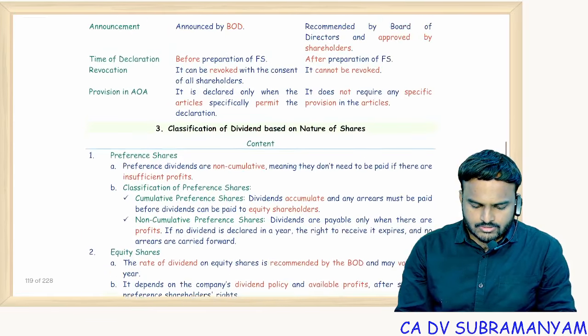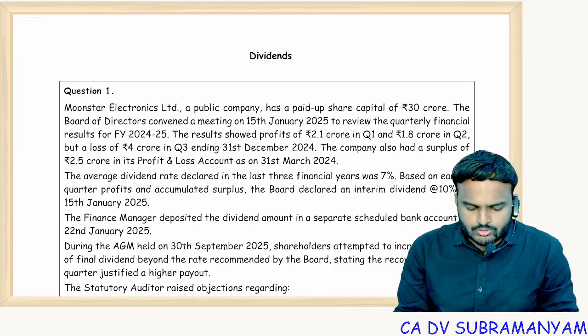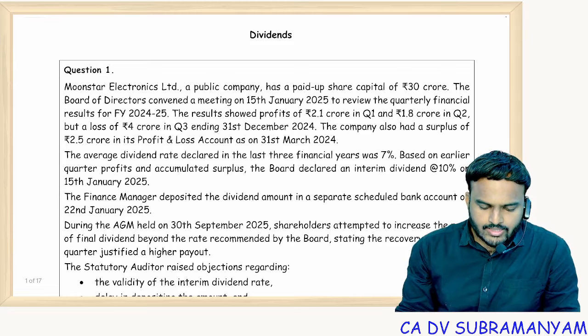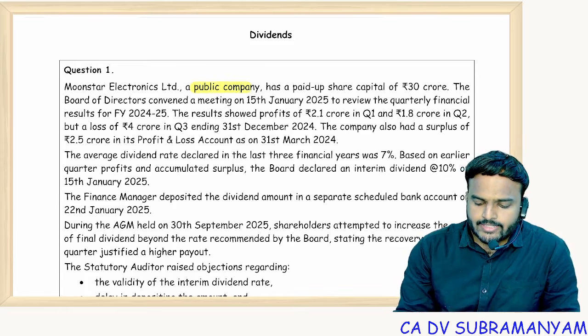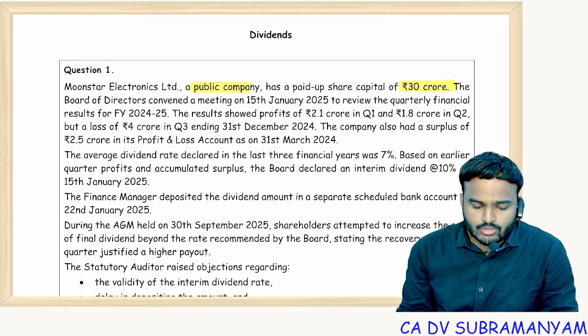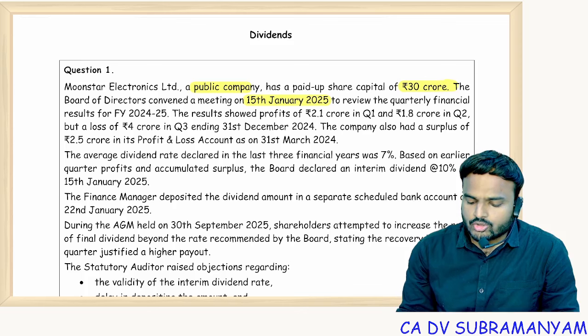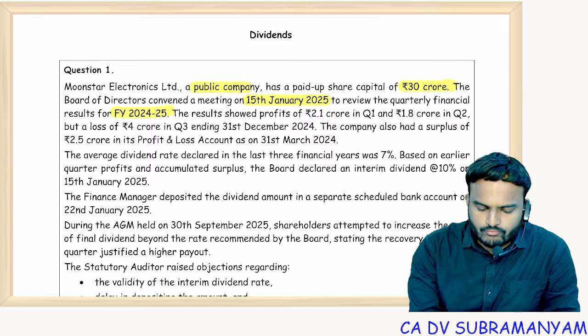So first topic, dividends, and I'm going to show you question 1. You can see question 1. Moonstar Electronics Limited, a public company, has a paid up share capital of 30 crores. The board of directors convened a meeting on 15th January 2025 to review quarterly financial results for financial year 24-25.